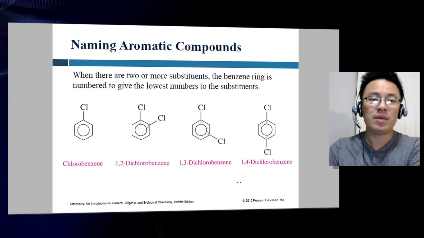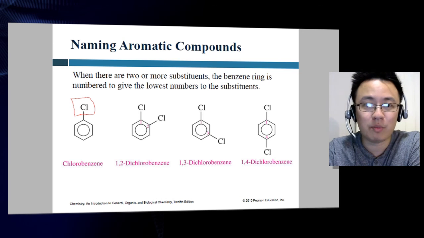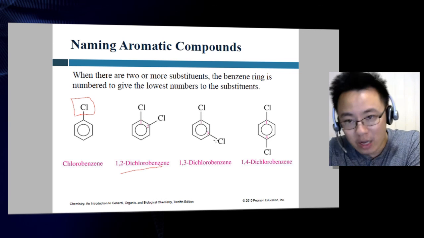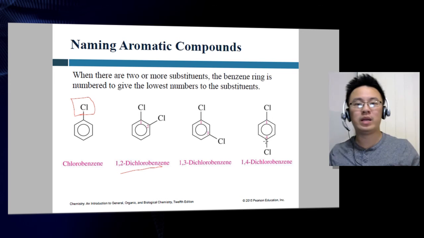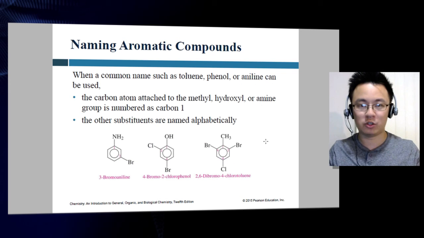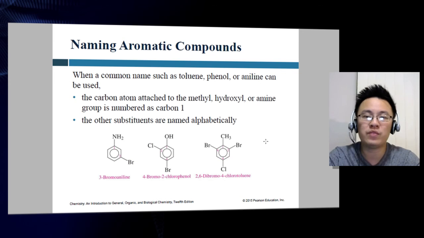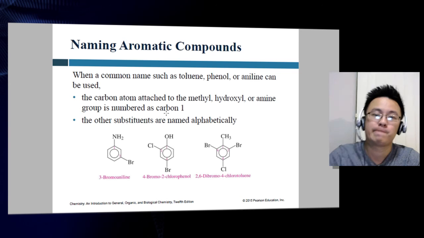So, for example, when naming these, we have here chlorobenzene. We only have one substituent, so the 1 is implied. Then 1,2-dichlorobenzene, 1,3-dichlorobenzene, and 1,4-dichlorobenzene. The benzene ring is numbered to give the lowest numbers to the substituents. Now, when a common name such as toluene, phenol, or aniline can be used, the carbon atom attached to the methyl, hydroxyl, or amine group is numbered as carbon 1. The other substituents are named alphabetically.